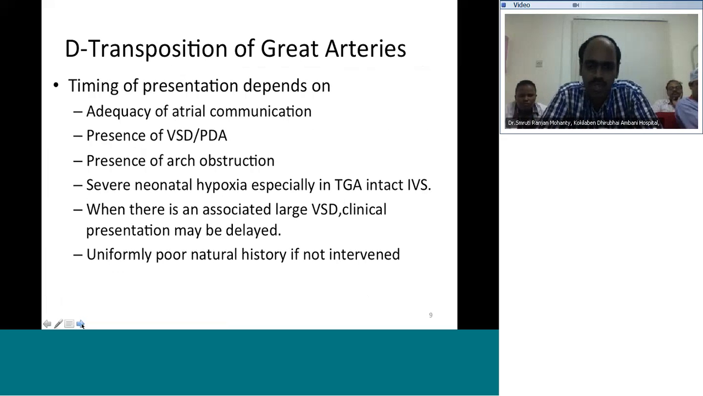When does a transposition present? I told you transposition presents immediately after birth. There is no way in which the child can have normal PO2 levels. Immediately after birth, the PO2 will be 40 or less than 40.